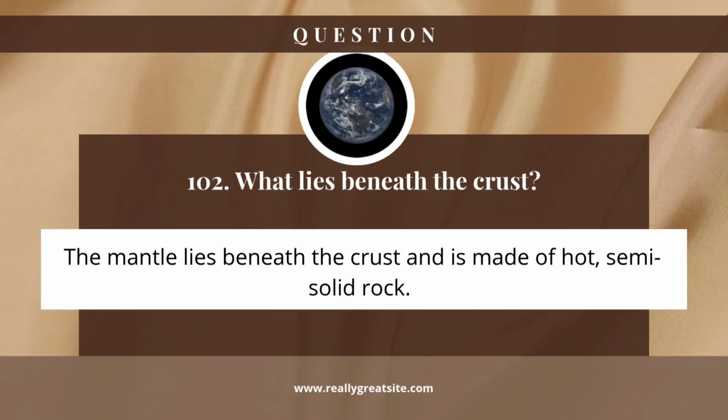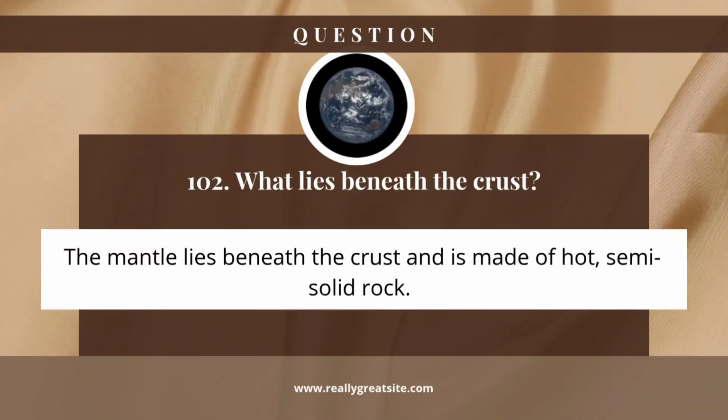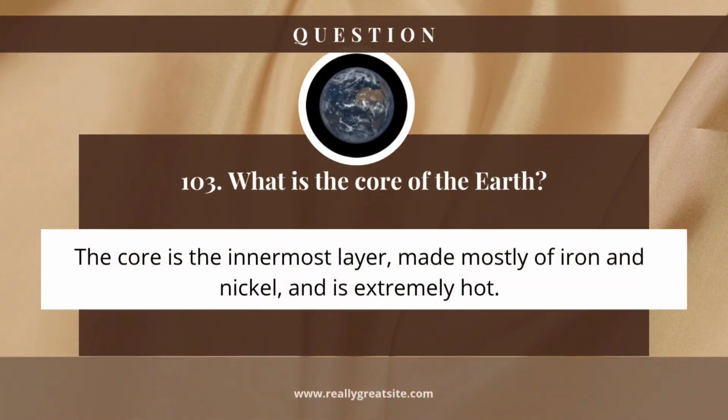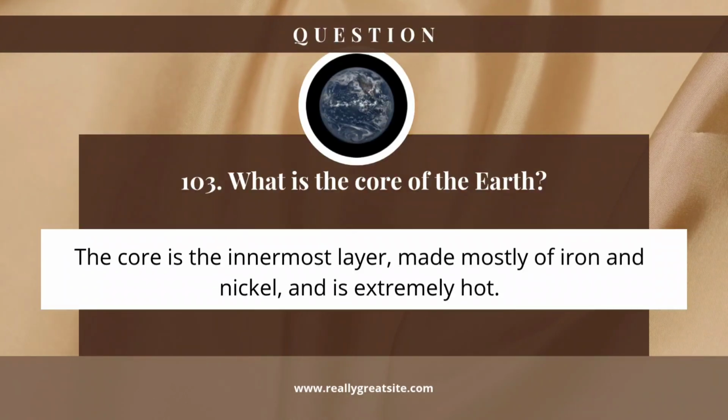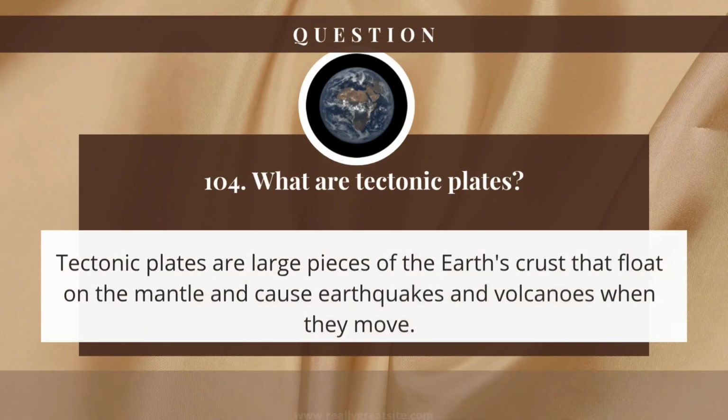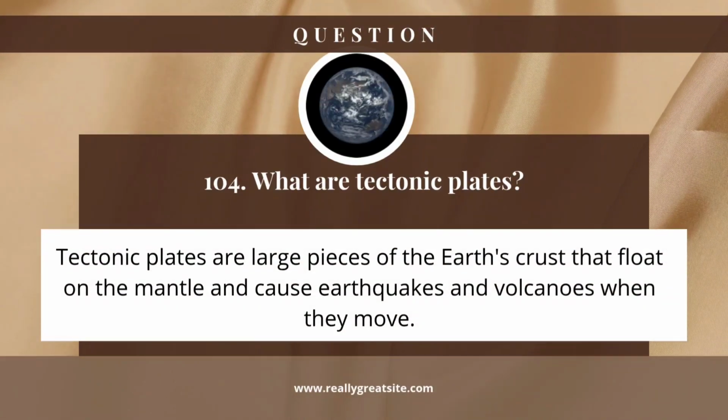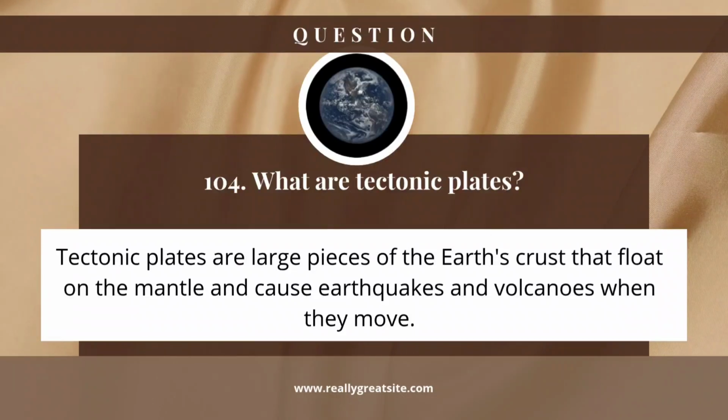102. What lies beneath the crust? Answer: the mantle lies beneath the crust and is made of hot, semi-solid rock. 103. What is the core of the earth? Answer: the core is the innermost layer, made mostly of iron and nickel, and is extremely hot. 104. What are tectonic plates? Answer: tectonic plates are large pieces of the Earth's crust that float on the mantle and cause earthquakes and volcanoes when they move.